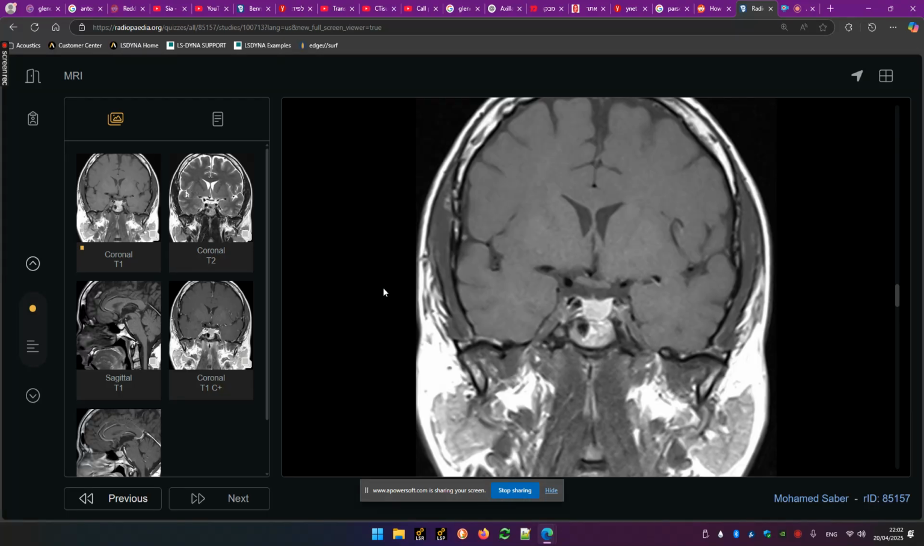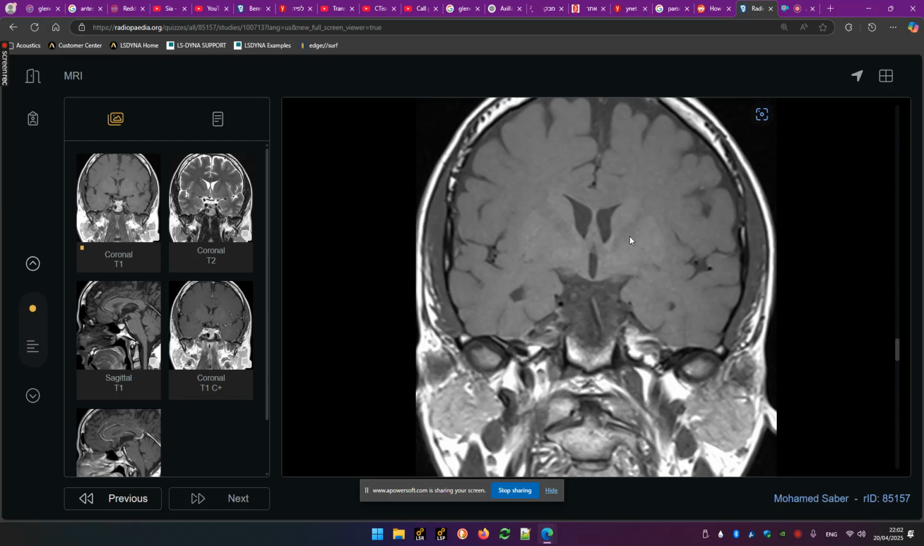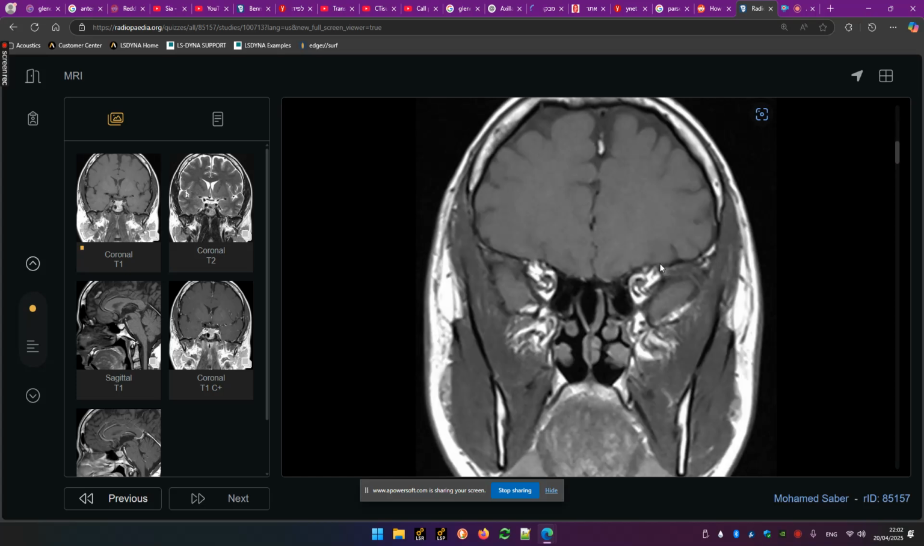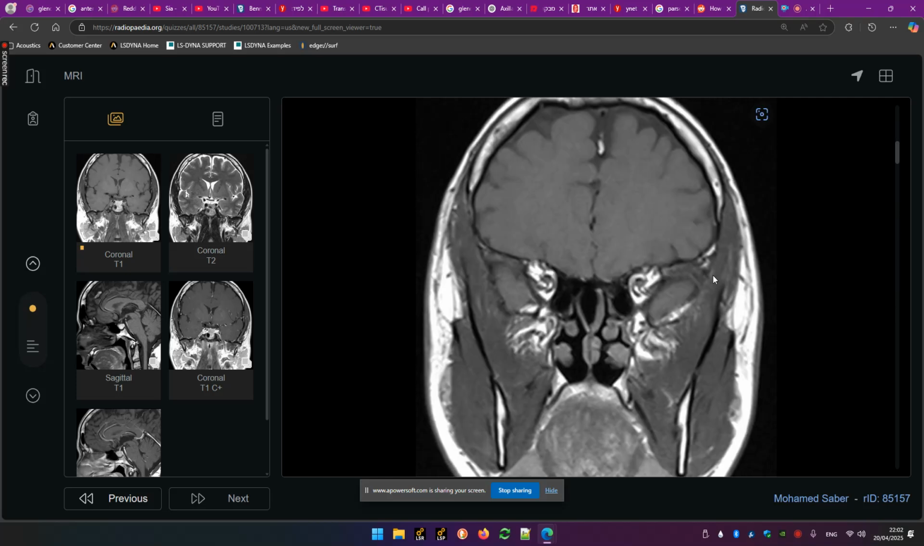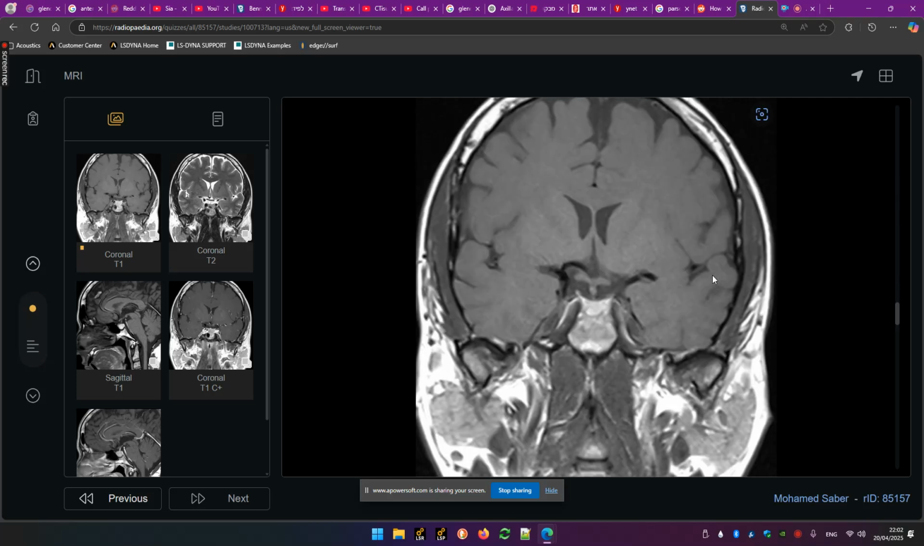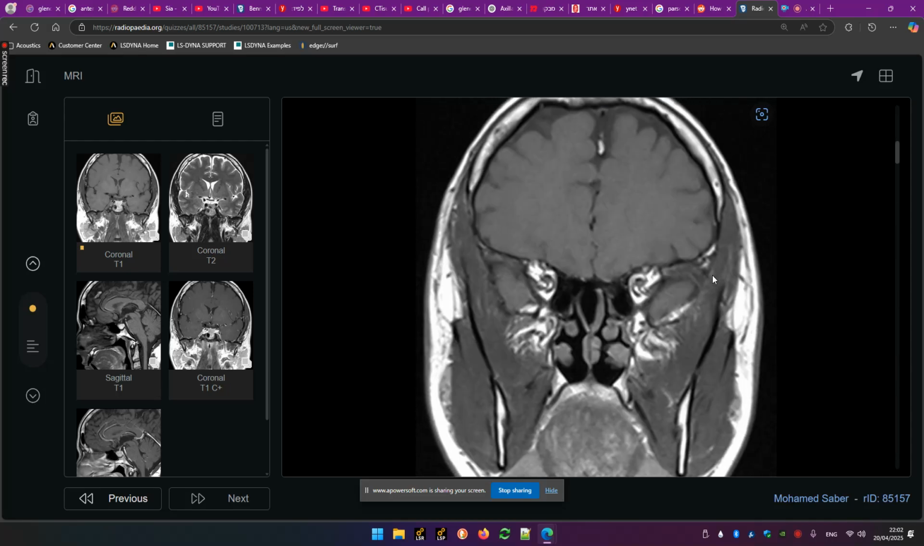So we have a coronal T1 weighted imaging of the brain. I still don't know what the clinical presentation is. Let's go through the images. So let's try to find something that looks quite abnormal.